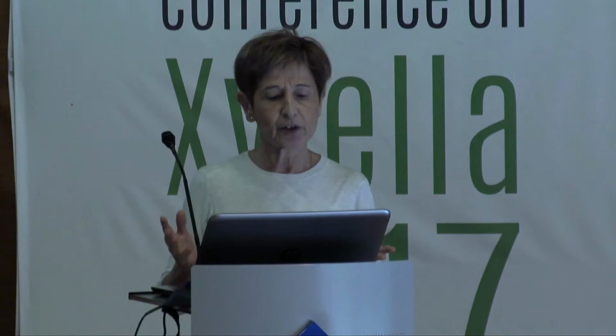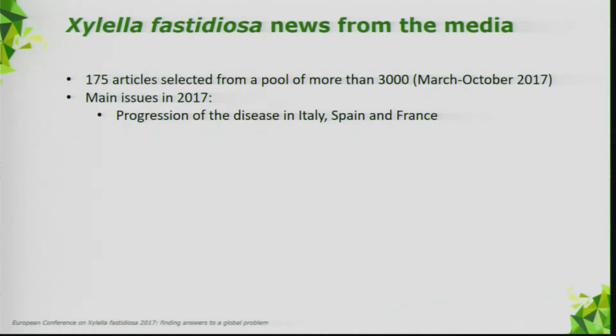The main issues in 2017 for Xylella were, of course, the progression of the disease in Italy, Spain, and France. Not only the progression, but also, for example, information about the finding of new host plants. Starting in June this year, we found a lot of articles about the new outbreaks in mainland Spain, in Alicante.